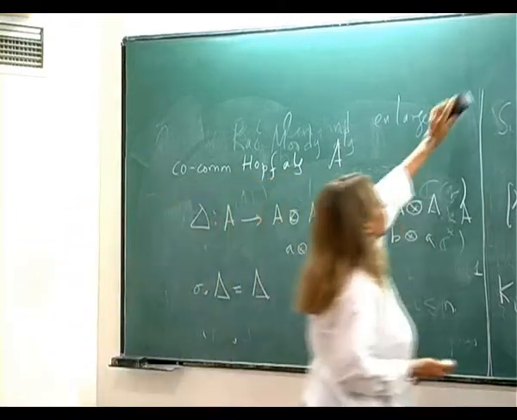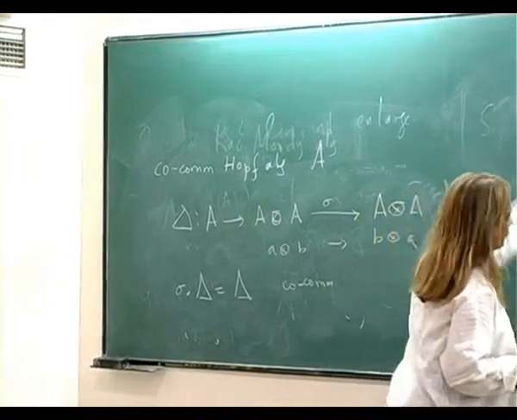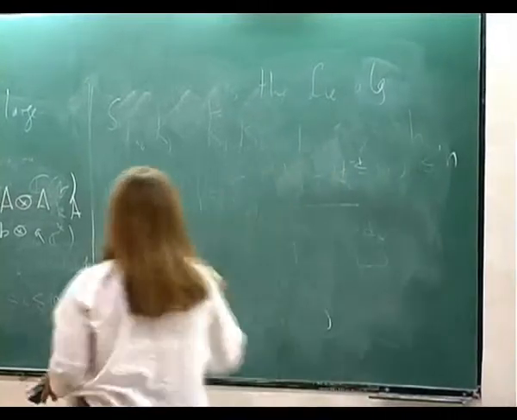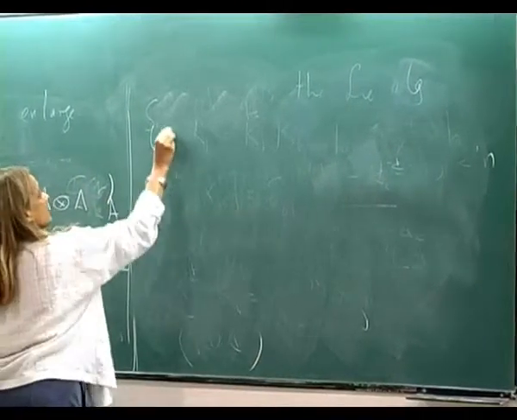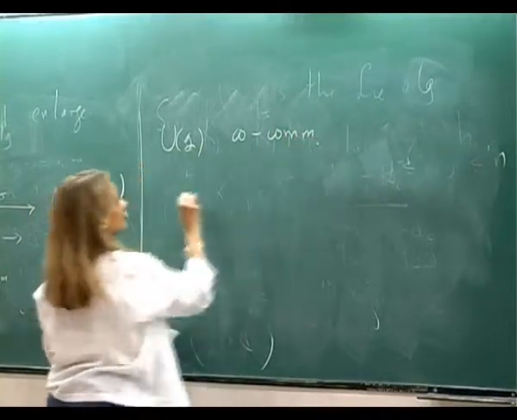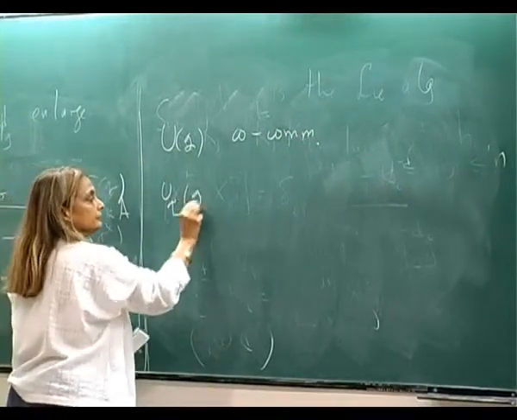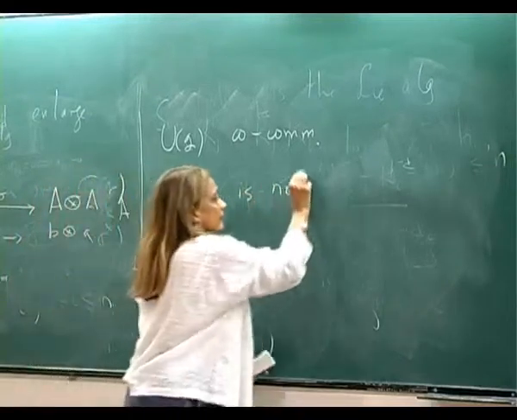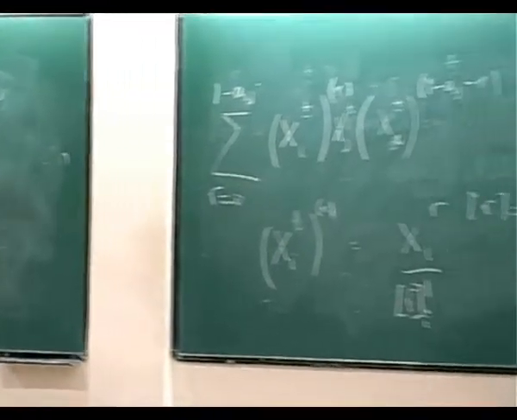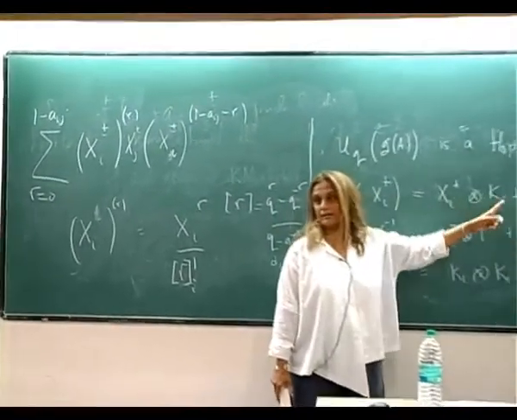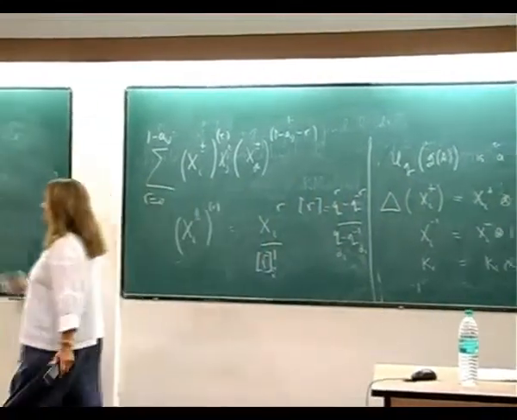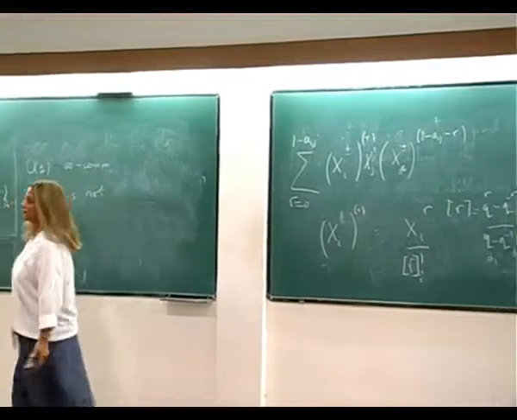So U(g) is co-commutative. The deformed algebra U_q(g) is not. Because if I flip it, this is going to give me ki tensor xi, and xi tensor 1, so it's not. This is what makes quantum algebras very interesting.